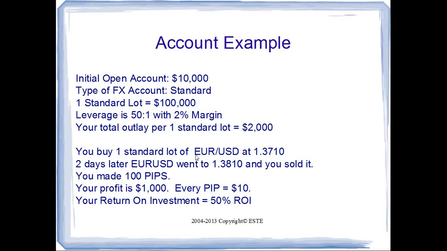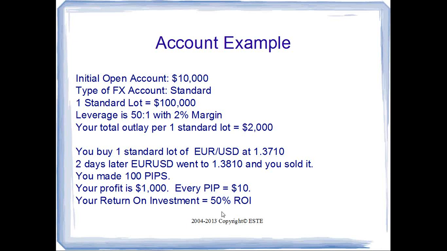If you buy one standard lot of euro USD at 137.10, and two days later the same currency pair went to 138.10, you sold it, you made 100 pips, then your profit is $1,000. Every pip is $10. Then your ROI, your return on investment, is 50%, which is awesome when it comes to a leveraged component.